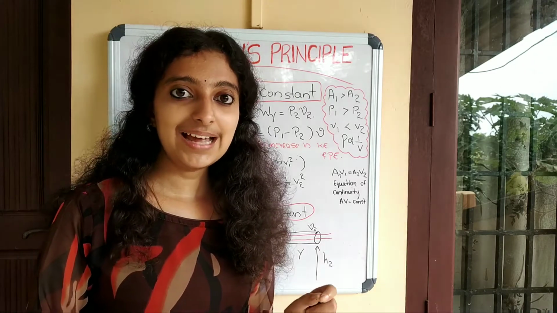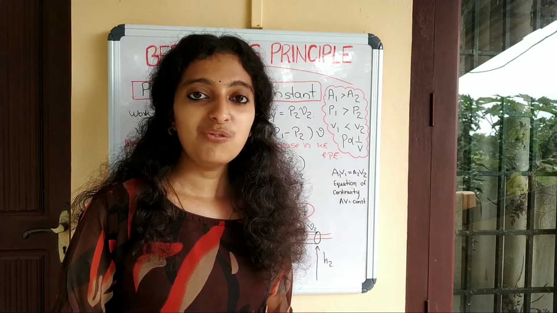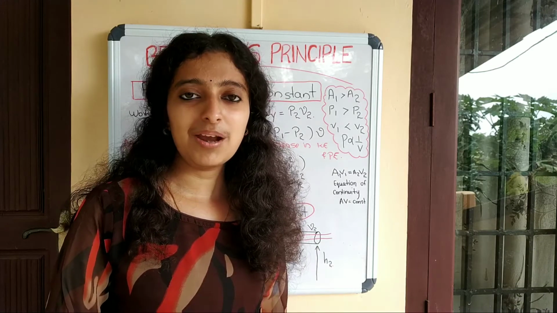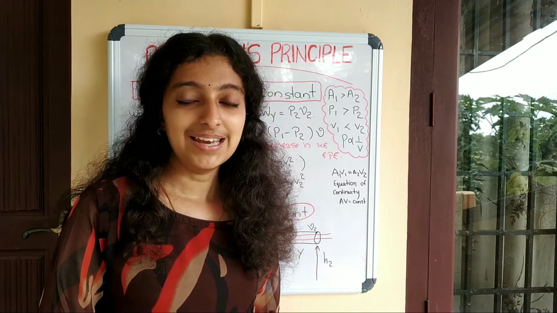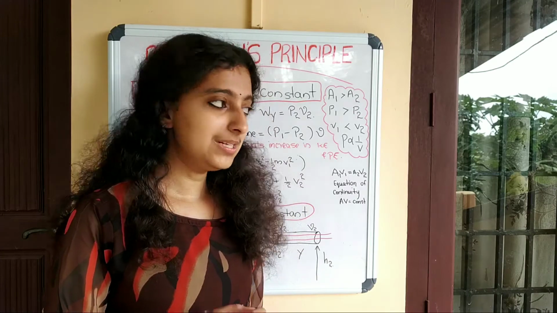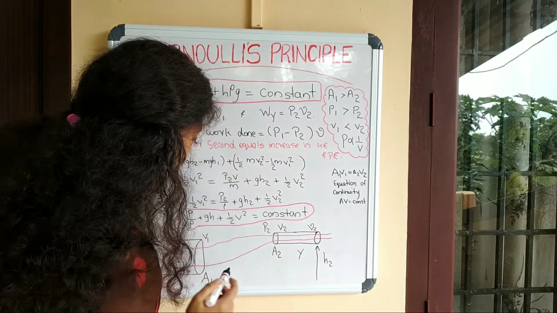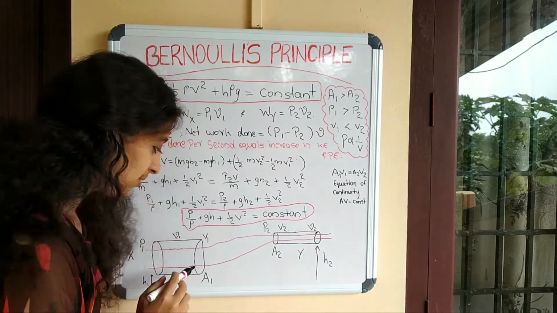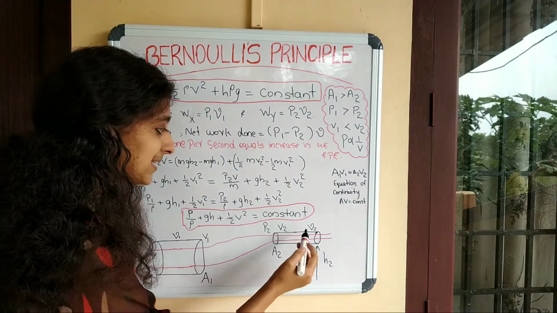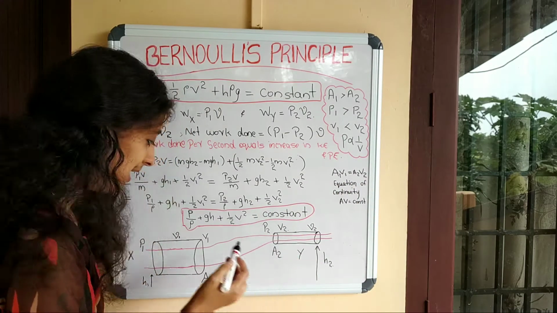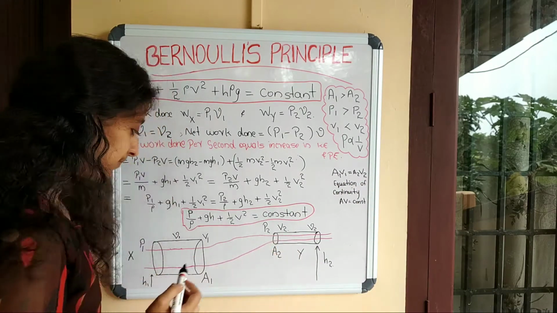So, we can say that the product of area of cross section and velocity of the fluid particle at any two random points will be a constant. This is called the equation of continuity. Thus, A1 V1 equal to A2 V2. A1, A2 are the areas of cross section in tube X and tube Y. V1, V2 are the velocities of the fluid particle at tube X and tube Y.